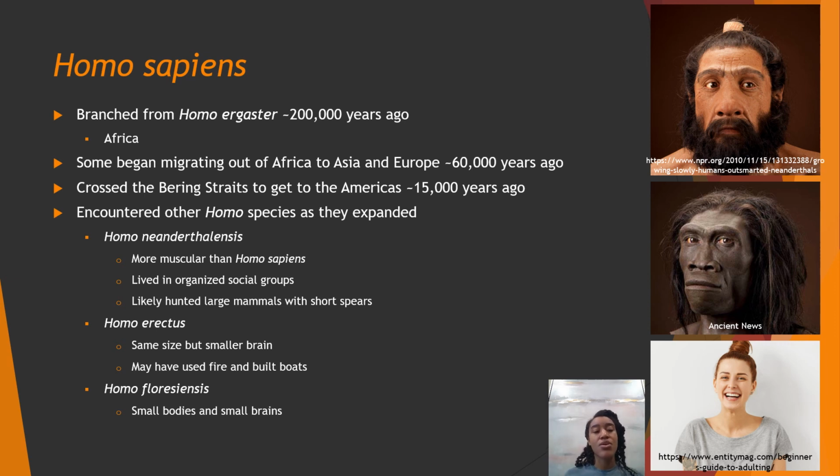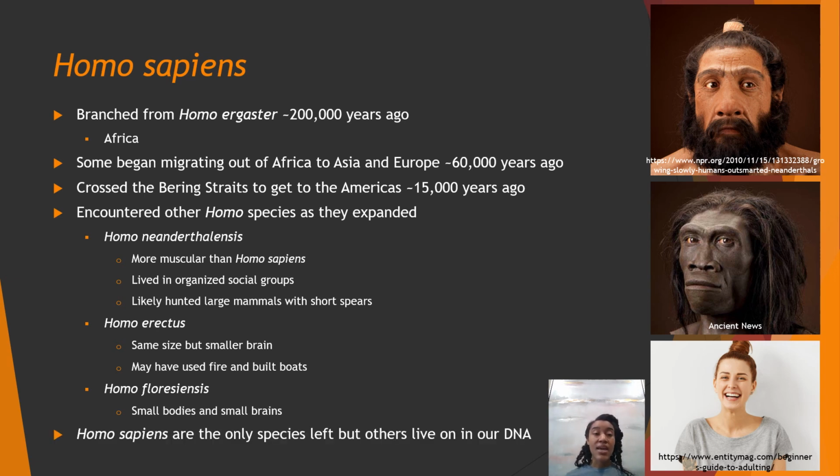Homo groups. So Homo floresiensis, Homo erectus, and Homo neanderthalis and Homo sapiens all lived at the same time. So same genus, but different species. Today, as I mentioned, Homo sapiens, we are the only ones left of the Homo genus. And some of those other Homo species live on in us in our genes.